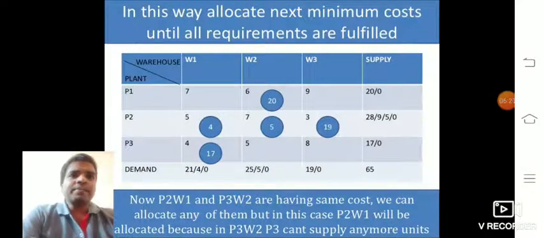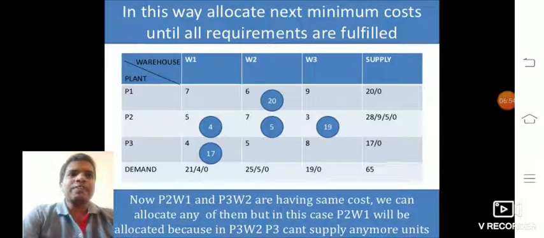In the next step, see again the least cost cell, that is 4. The next least cost cell is 4, that is the P3 W1 cell. For that cell, see the supply, how much is it? 17, and demand is 21. Now see which one is the minimum here? Supply is minimum, so allocate 17 to the P3 W1 cell.